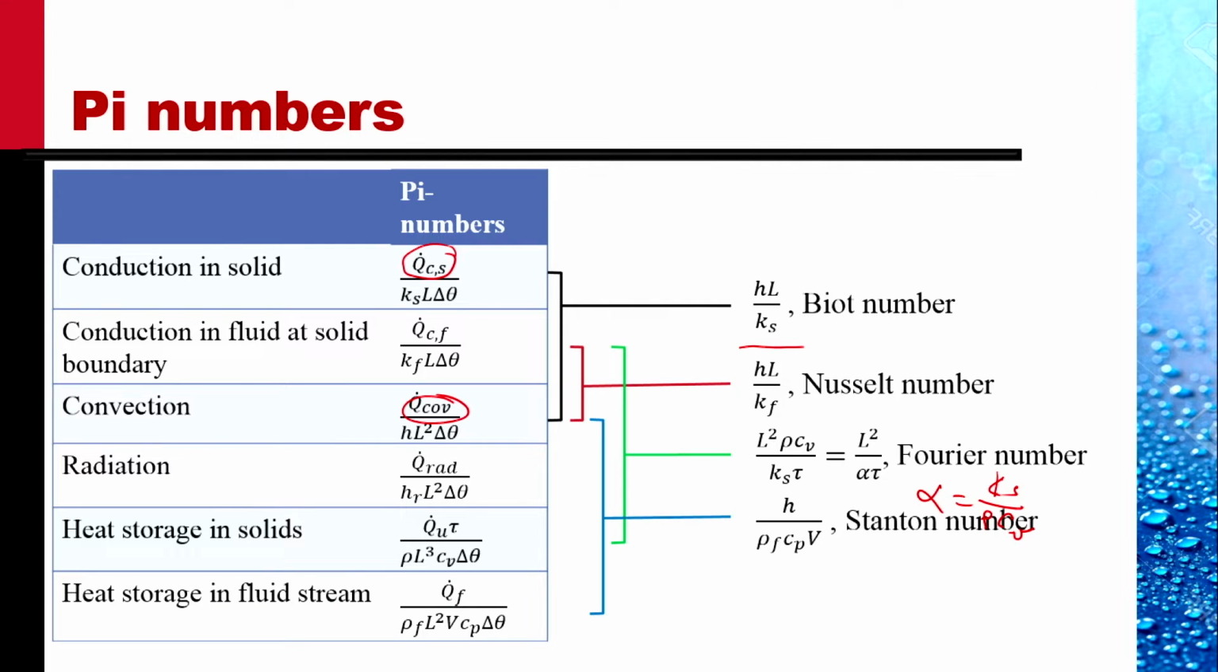And one more, convection and heat storage in the fluid stream. If we combine this, we get h divided by rho f Cpv as an invariant, and this pi number is termed as Stanton number, in which the rate of heat convection at the boundary is related to the heat storage capacity of the fluid stream.